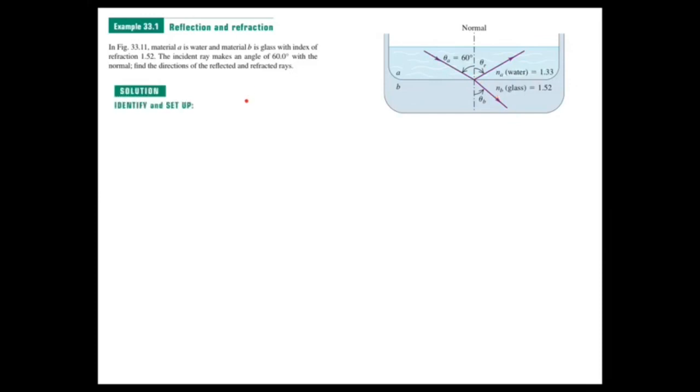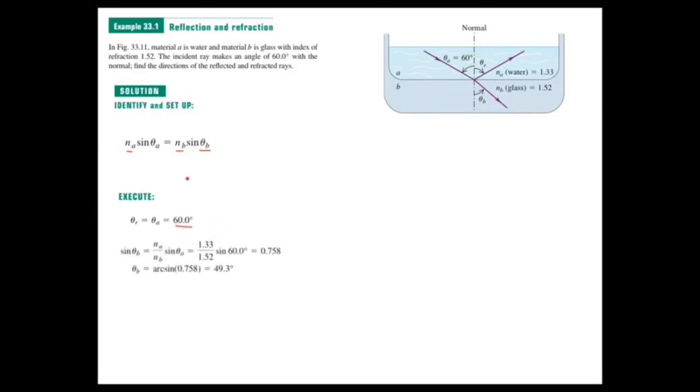So the equation that we'll need in this problem is equation 33.4, shown here, which is Snell's law. N sub A is going to be the index of refraction of water, which is 1.33, and N sub B the index of refraction of glass. Our target variable, of course, is theta sub B in the second part of the problem. In the first part of the problem, we simply want to get the angle of reflection, but that always equals the incident angle, and so theta sub R is 60 degrees.